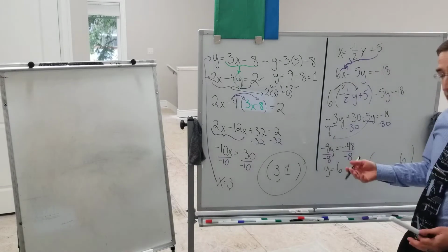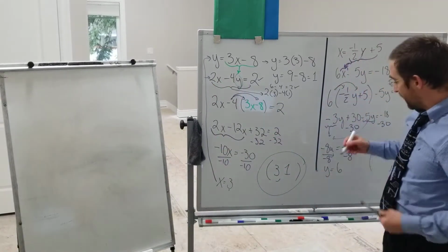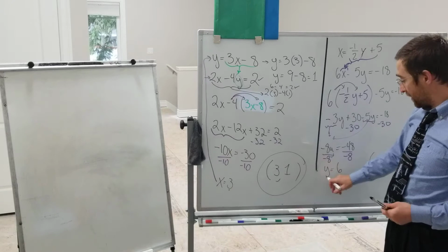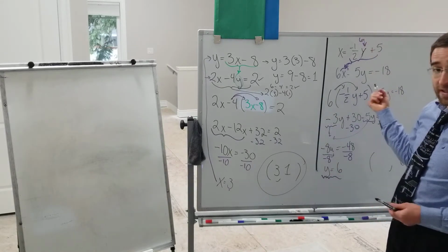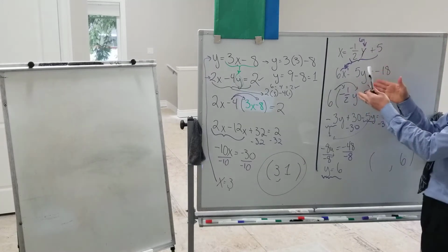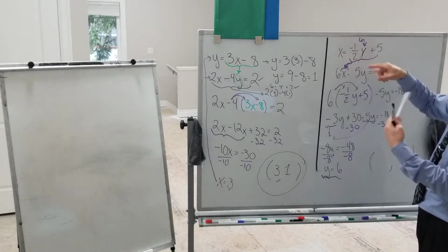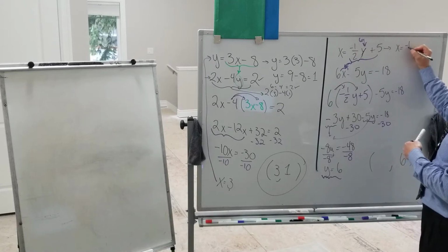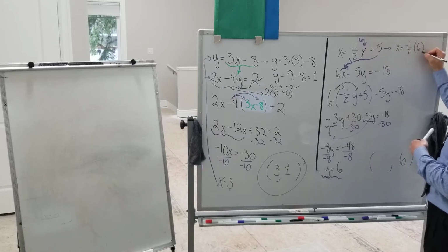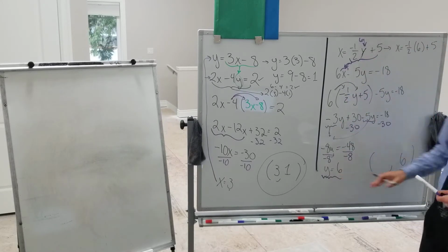Now we need to find the x number. So just like we did before, we're going to take this partial answer, y equals 6, and replace y with a 6 in either equation. You could put it in here, you could put it in here. This one's going to be easier because it's already x equals. So here we go, x equals negative 1/2 times 6 plus 5. We're replacing the y with what we got for y.